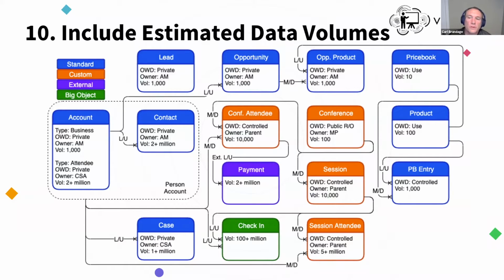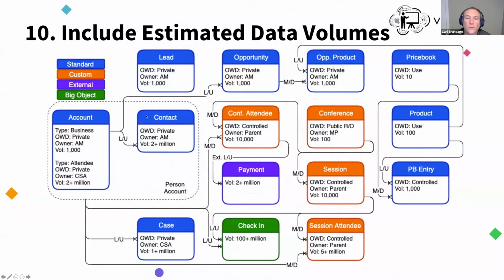Because if we don't build a solution that works both today and in the future, we haven't done our job as an architect. So what I'll add is a rough idea of the data volumes. We're not looking to be perfect. It's not a problem if you have 1,250 leads, I only said 1,000, but the order of magnitude matters, right? If you have 2 million contacts or 20 million contacts, that's a pretty big difference.